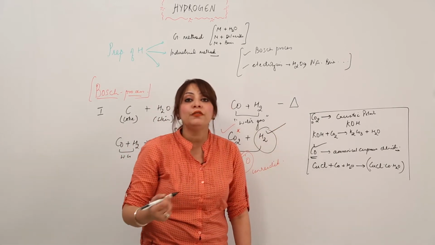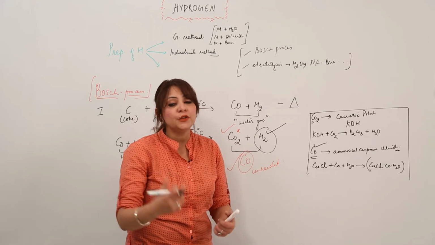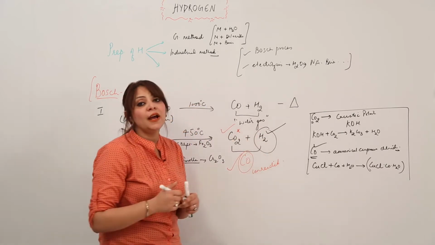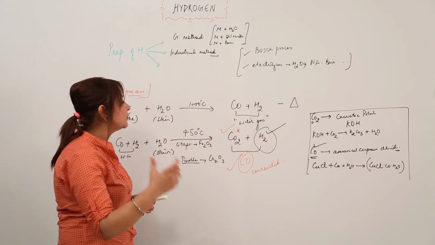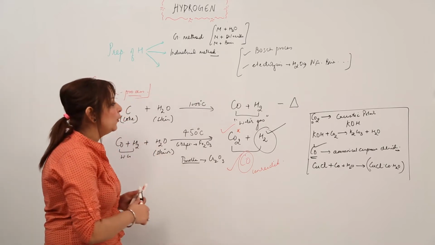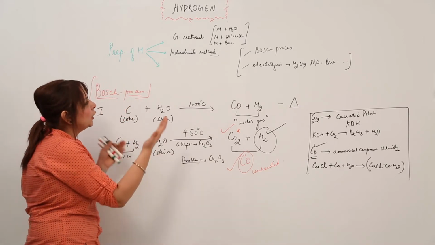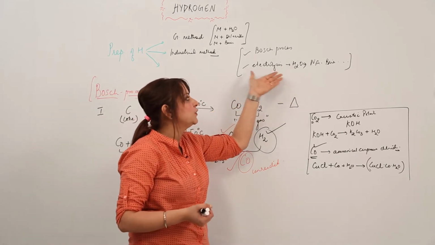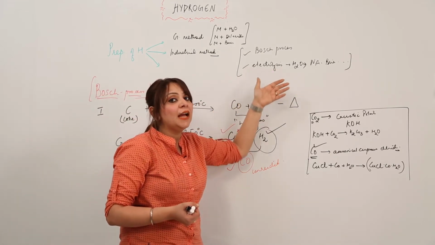That is the reason we carried out this Bosch process. So this is how we get the pure hydrogen as an industrial method of preparation of hydrogen, right? So this is how we get the hydrogen gas. It is not the only method, as I told you; there are a few more substances which can be electrolyzed and we can get the hydrogen, right?